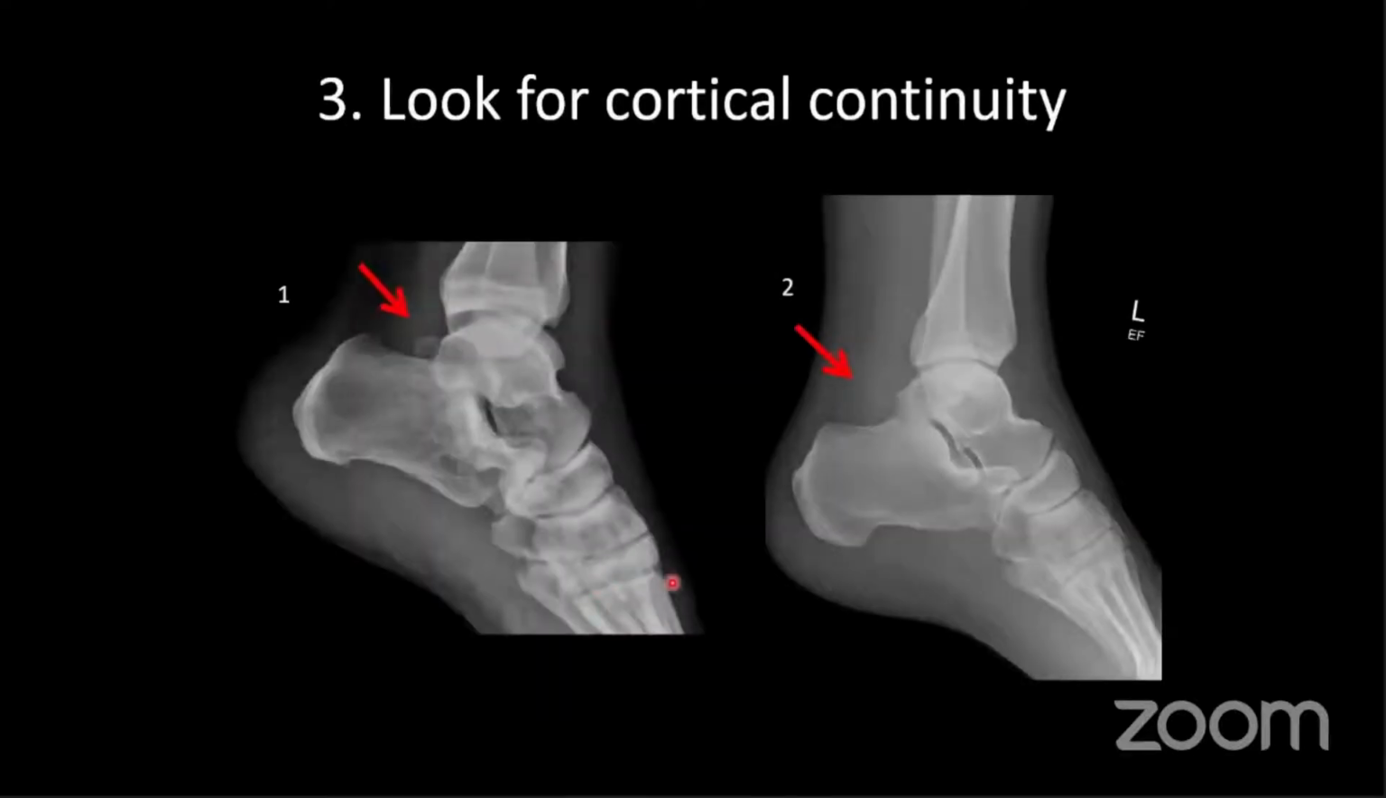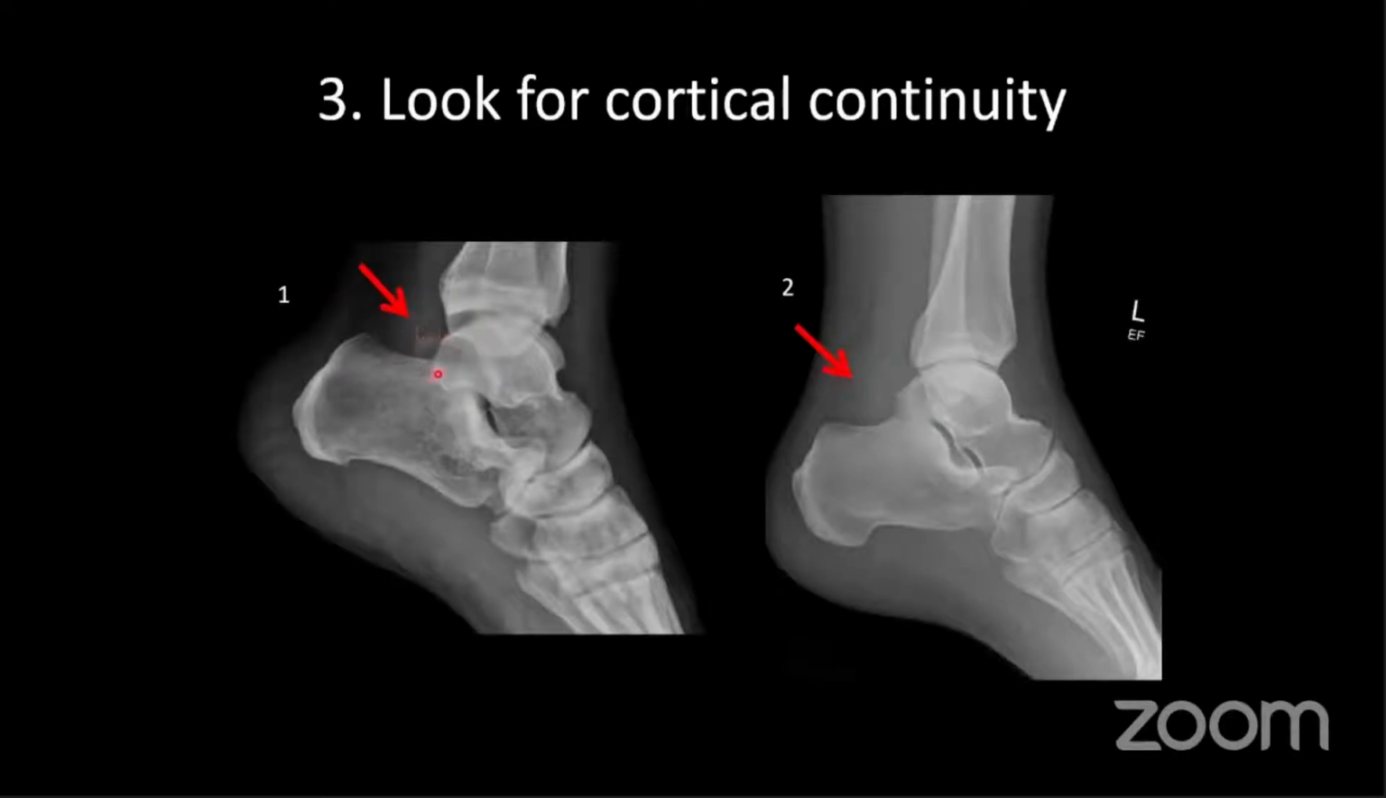and then you need to move on and look at the cortex. The cortex is sort of the outline of the bone. I don't know if you can see my laser pointer. Every bone has a slightly denser, meaning whiter, outline to it, which is the cortex. And when there's an acute fracture, the cortex will be disrupted.